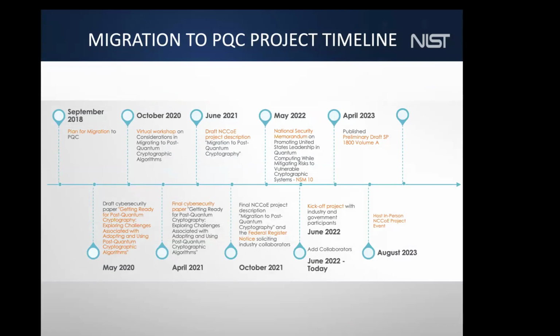It shows that they released draft SP 1800 Volume A, which is an executive summary of this migration to PQC project. Just in December, they also released Volume B and Volume C, which are reports on the other work streams, kind of more detailed information as to what we learned so far about performance, interoperability, and discovery tools.